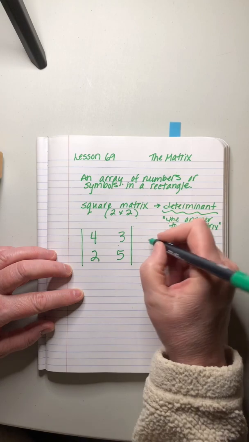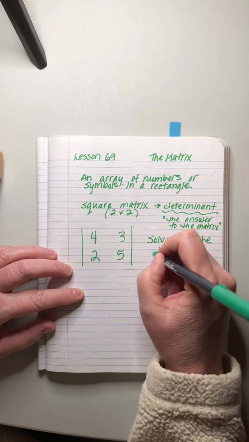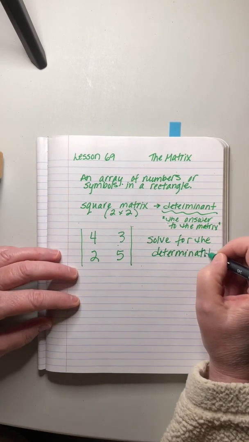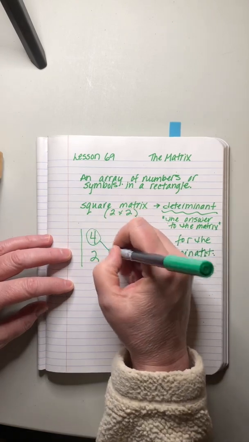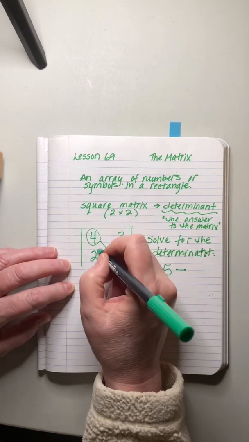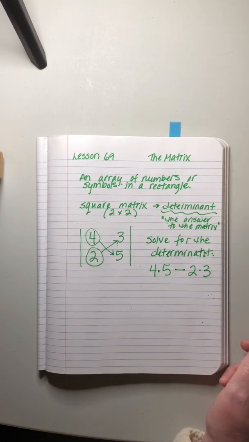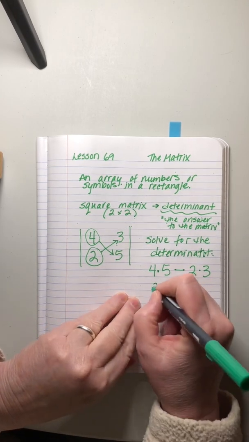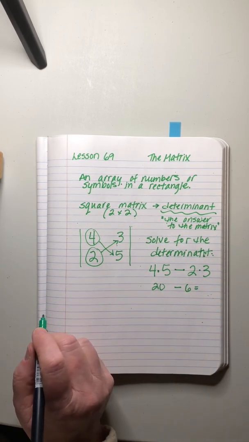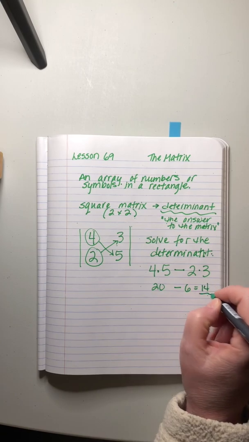And then we're going to solve for the determinant. And here's how we do that. We start here and we multiply down, 4 times 5. Then we're going to subtract 2 times 3. All right? And so our answer will be 20 minus 6 equals 14. But that's the answer, okay?